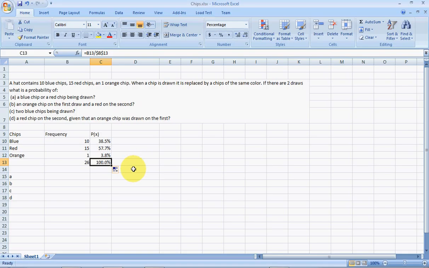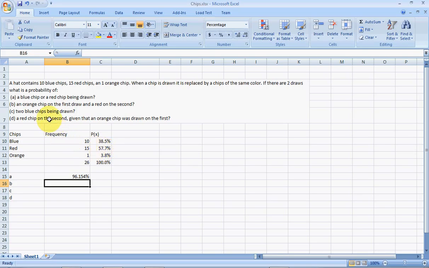So now we're going to find the probability of a blue chip or a red chip being drawn. That probability is just going to be the probability of the blue chip plus the probability of the red chip. So the probability of that happening is 96% basically.